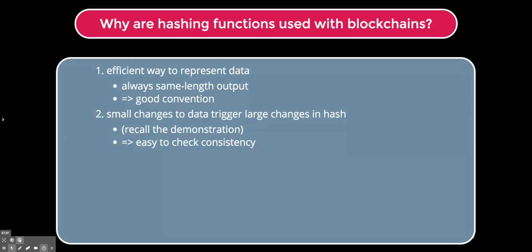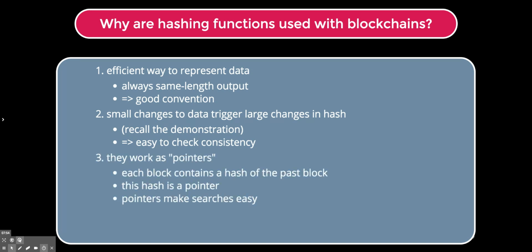The second is that small changes in the data trigger large changes in the hash. So if you recall the demonstration that I gave you, that makes it very easy to check consistency. And this is a critical part: the hashes are also used as pointers. So one of the things that you do if you try to program is you always need to have a pointer in your database to point to the right entries.